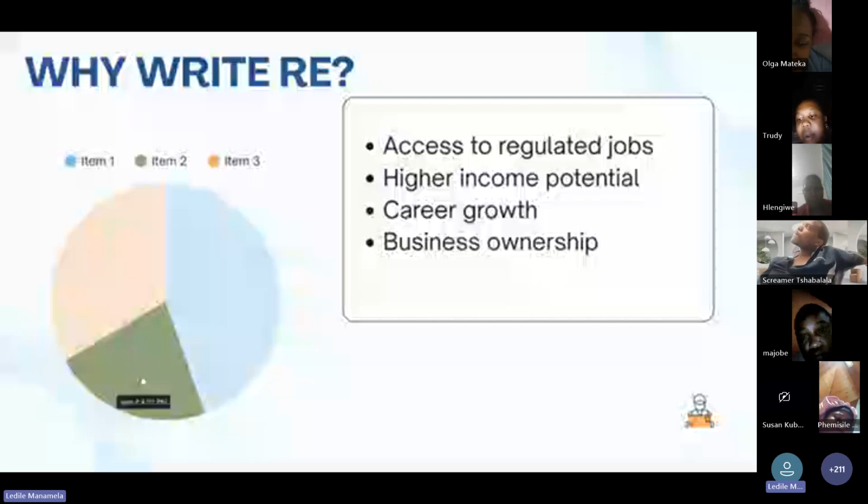They only have the highest qualification, an NQF level 5 and RE5. Those are the only things they have under their names, and they are making a killing. They're making over 100,000 per month. Another thing, career growth. This is important, guys.